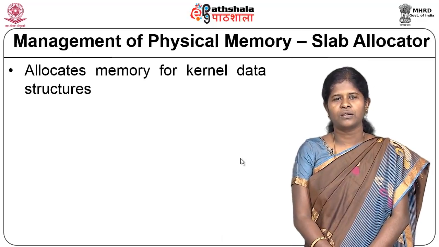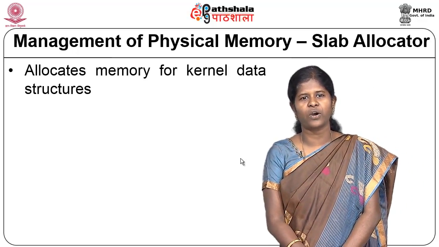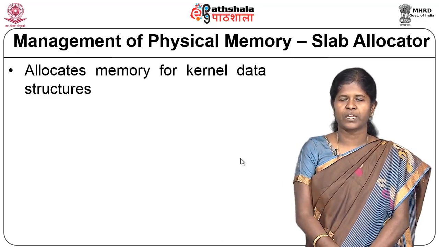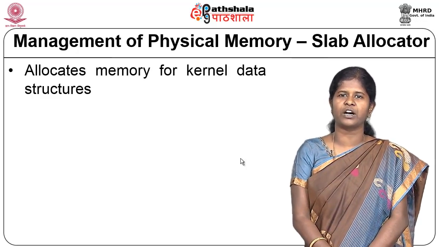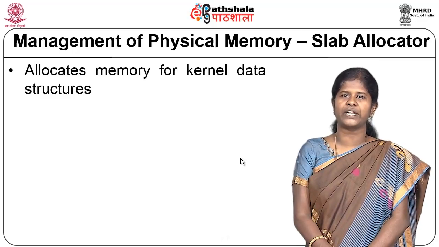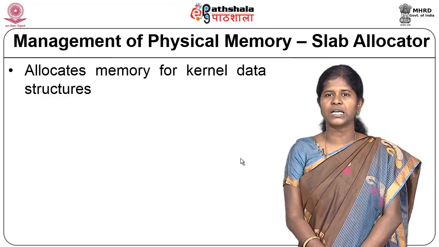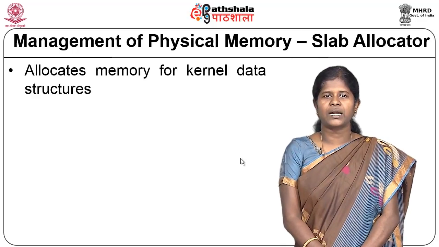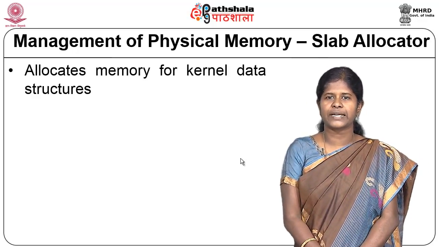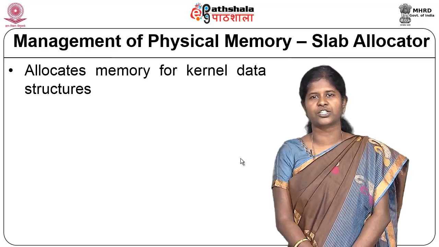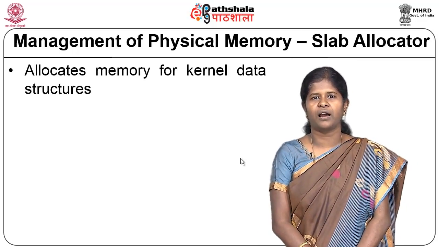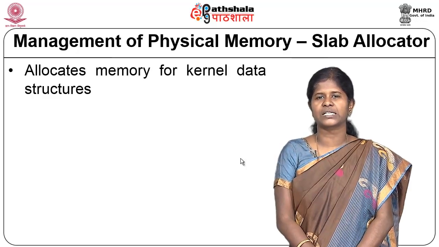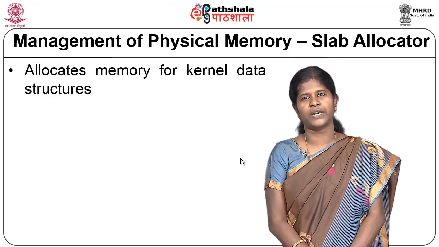Now, how is memory allocated for kernel data structures? We have been seeing in different modules earlier that there are a number of data structures that are maintained in the kernel, and these kernel data structures need to be allocated memory. Say for example, data structures like the process control block, the process table, VM struct, task struct, and so on, and all these need to be allocated space.